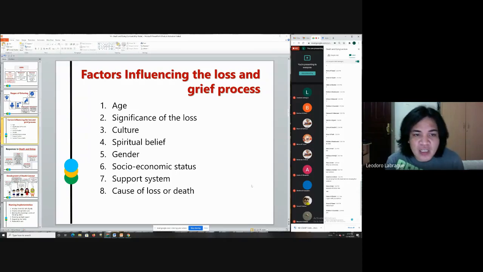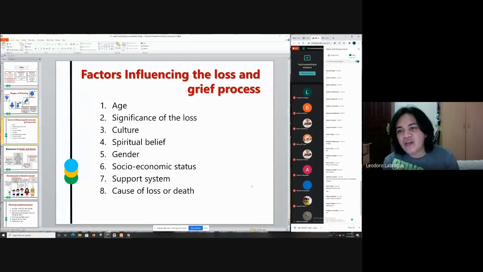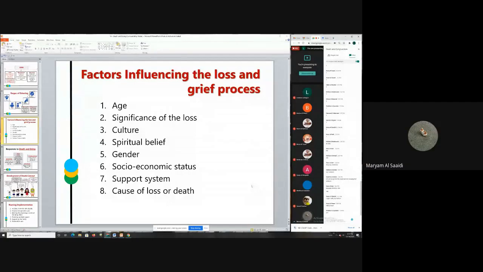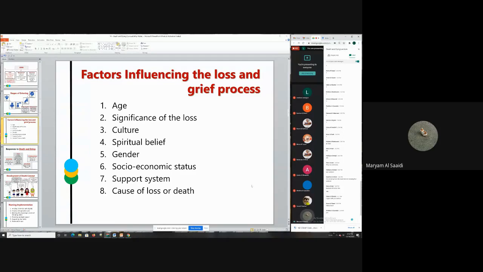What else? Significance of loss. Who will answer number 2? How does this affect the loss and grieving process? Thank you, Bushra. Significance of loss. Oh, Mariam. It depends on the perception of the individual experiencing the loss. Some experience it with a great sense and others with a middle. It depends on the importance of the lost person and the degree of change that will occur because of the loss, and the person's belief and values.